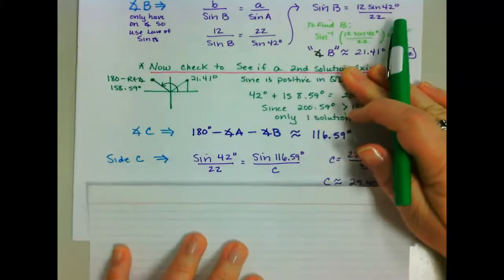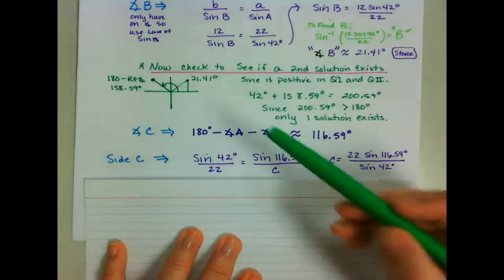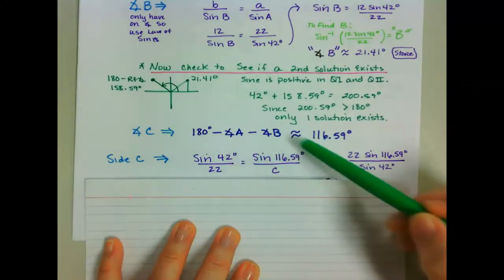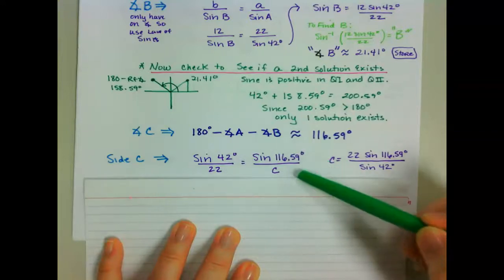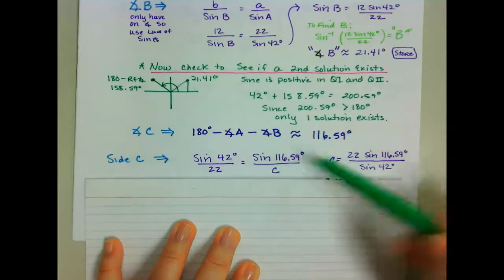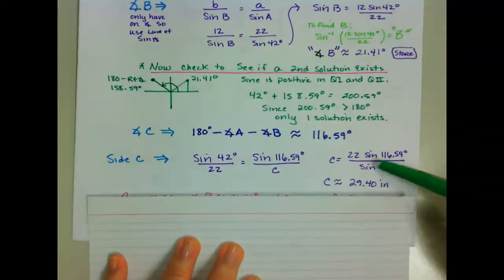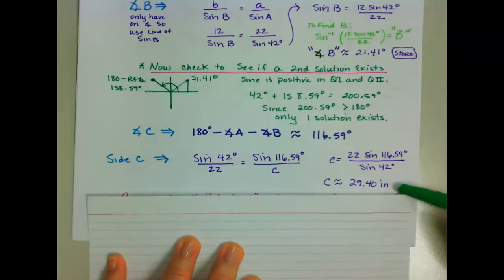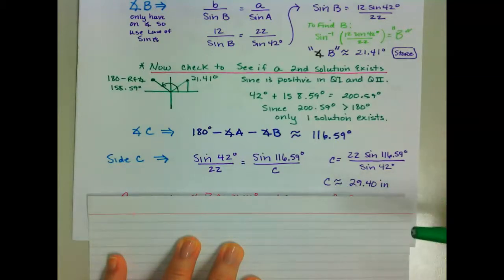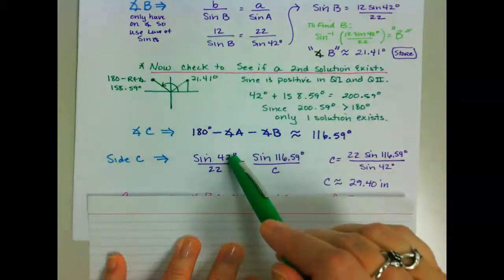Then to find side c, we use our law of sines. I did sine A over length a equals sine C over length c, because I'm trying to find c. I isolate c, so I'm multiplying these two together, dividing by that, putting it directly in my calculator, and I get 29.40 inches. Don't forget your units. Don't forget your squiggle. All right, so we found B up here, we found C down here, and we found little c right here.